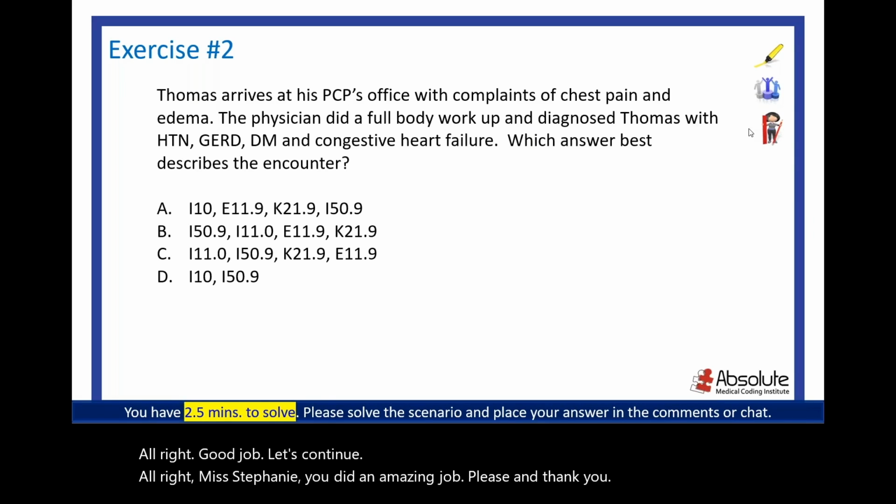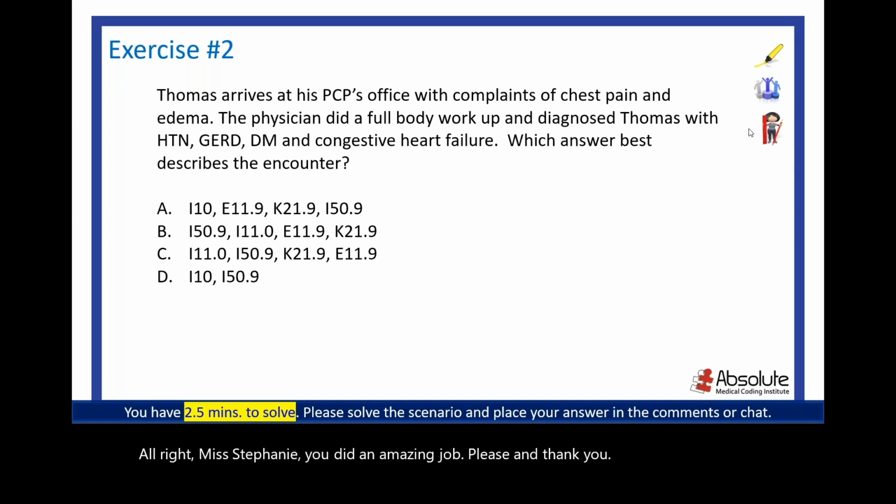Which answer best describes the encounter? A, I10, E11.9, K21.9, and I50.9. B, I50.9, I11.0, E11.9, and K21.9. C, I11.0, I50.9, K21.9, E11.9. And D, I10 and I50.9.